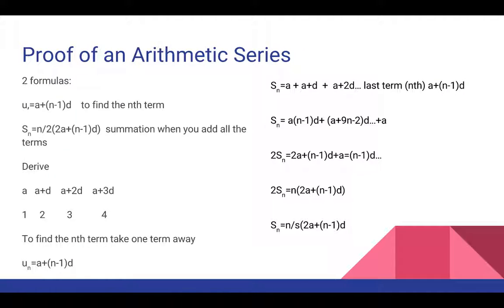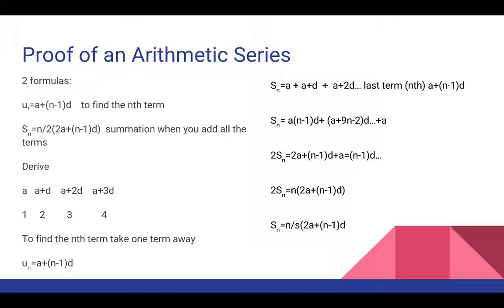Okay, so next. To prove this in an arithmetic series, we're going to use two formulas. The first is U of n is equal to A plus n minus 1 times D, which is to find the nth term. The second one is S of n is equal to n divided by 2 times 2a plus n minus 1 times d, which is to find the summation, which is pretty much the summation when you add all the terms.